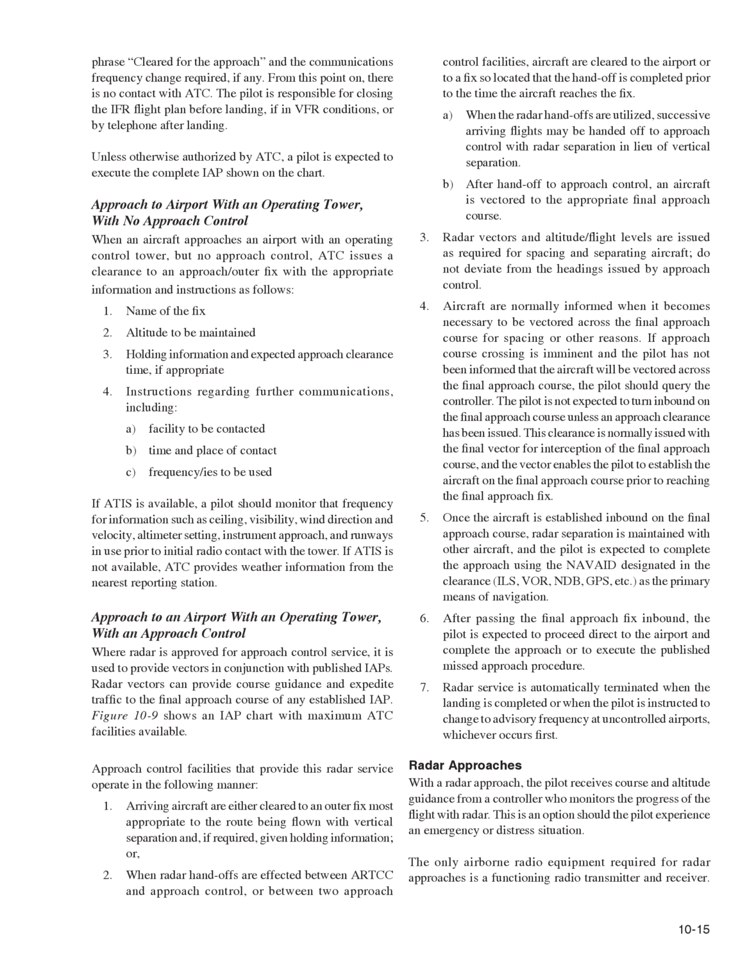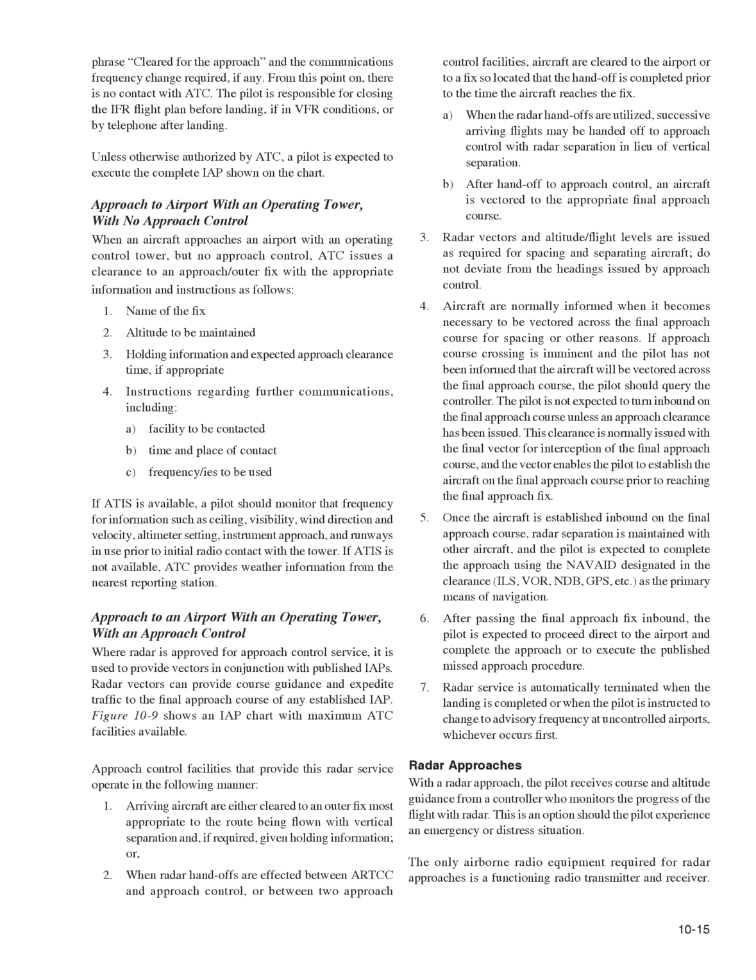5. Once the aircraft is established inbound on the final approach course, radar separation is maintained with other aircraft, and the pilot is expected to complete the approach using the navaid designated in the clearance, ILS, VOR, NDB, GPS, etc., as the primary means of navigation. 6. After passing the final approach fix inbound, the pilot is expected to proceed direct to the airport and complete the approach or to execute the published missed approach procedure. 7. Radar service is automatically terminated when the landing is completed or when the pilot is instructed to change to advisory frequency at uncontrolled airports, whichever occurs first.